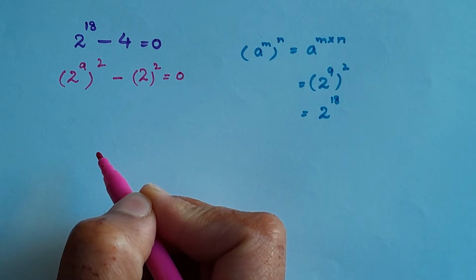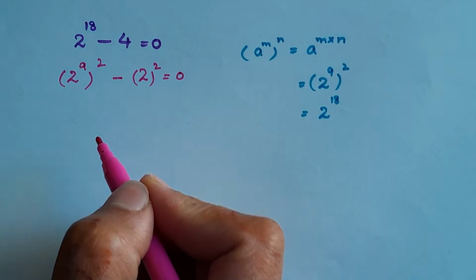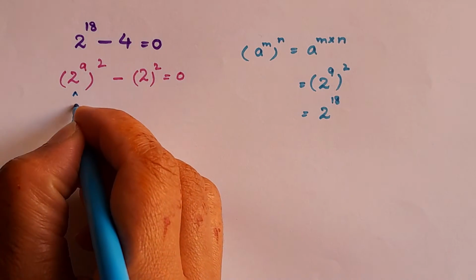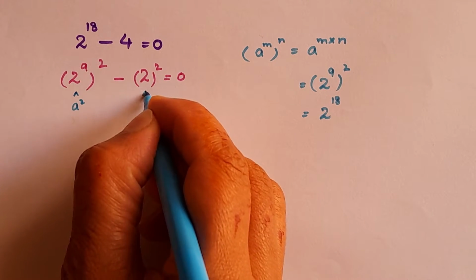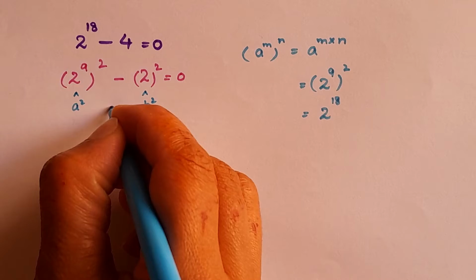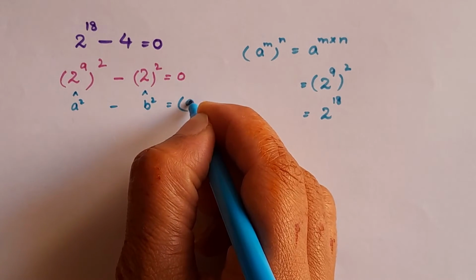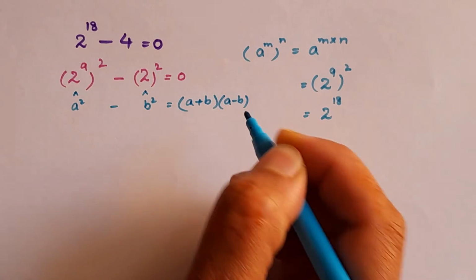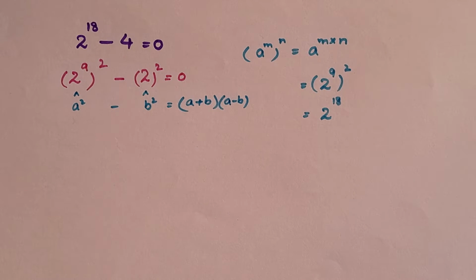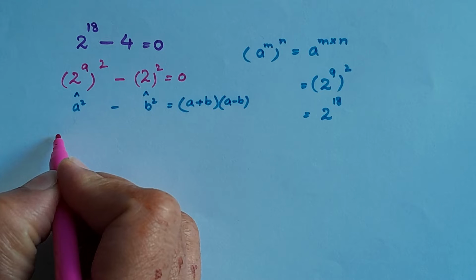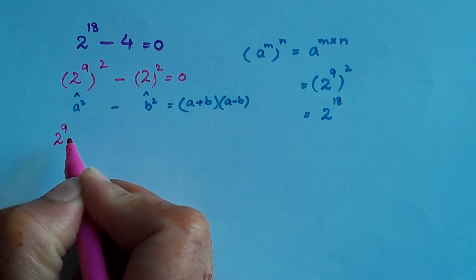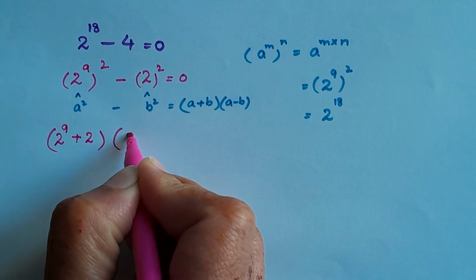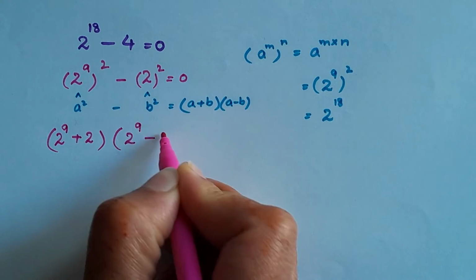Here we are going to apply the difference of squares formula. Suppose this 2 to the power 9 is a, so a square, and this 2 is b, so a square minus b square is equal to a plus b times a minus b. Let's write this in the form of a plus b times a minus b: 2 to the power 9 plus 2 times 2 to the power 9 minus 2.